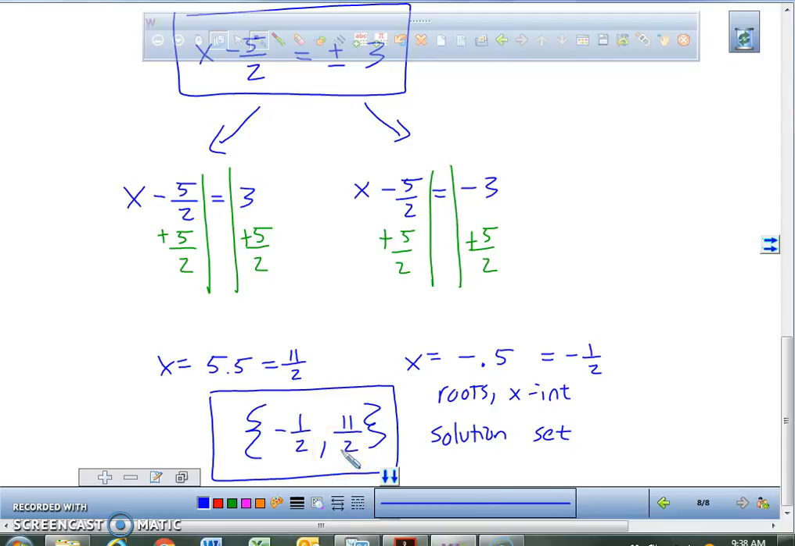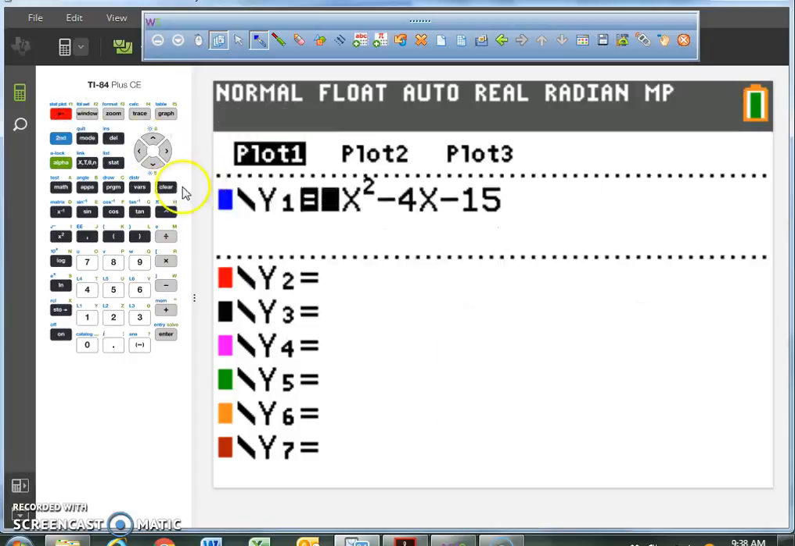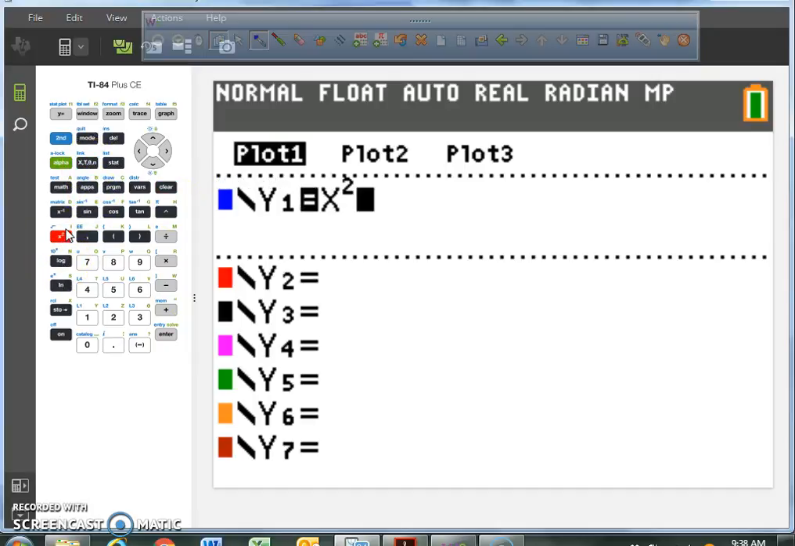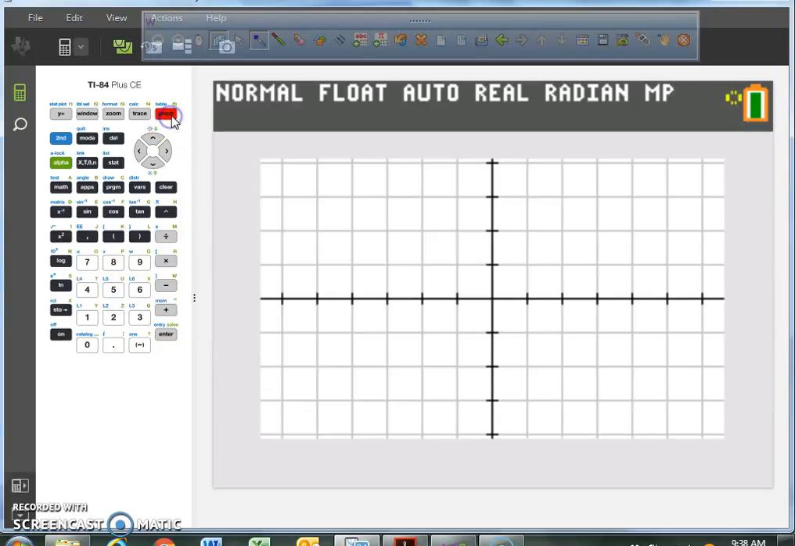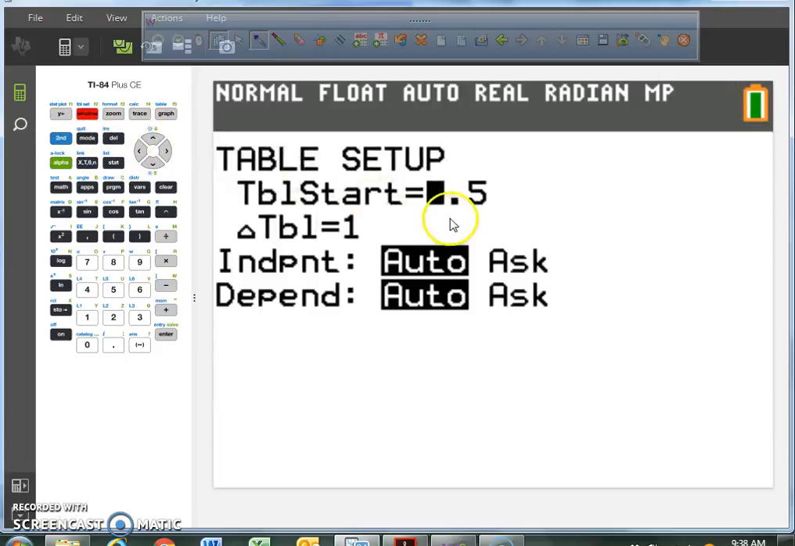Now, there's a way to check this in the calculator without having to do a whole bunch of stuff. So I'm going to show you how to check things in your calculator. I'm going to hit y equals. I'm going to type in the original equation. The original equation was x squared minus 5x minus 11 divided by 4. And without even hitting the graph button and looking at it, I want you to go second window, and let's check the table at a negative 0.5.